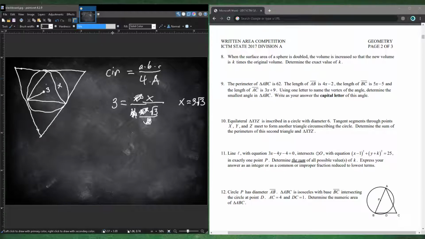That means the perimeter of this, since one of them is 3√3, that means all three of them added together is 9√3, right? 3√3 times 3. Okay, and that's for the circumradius.